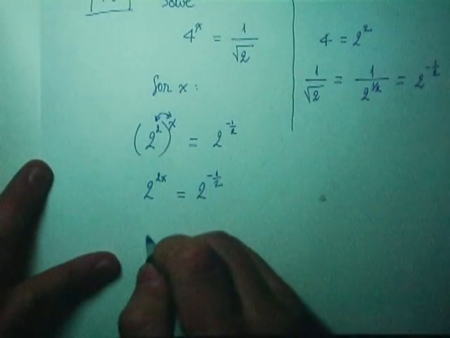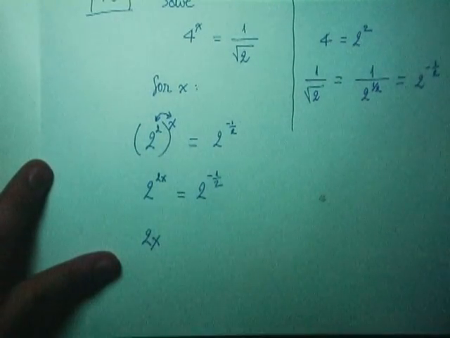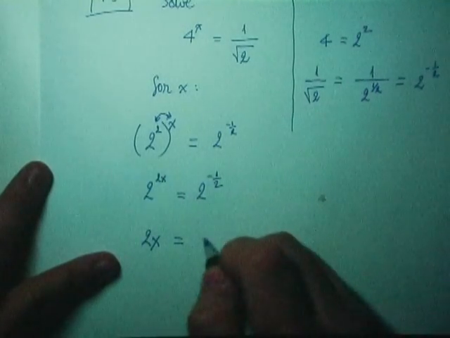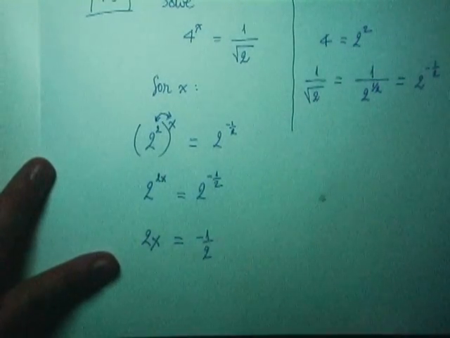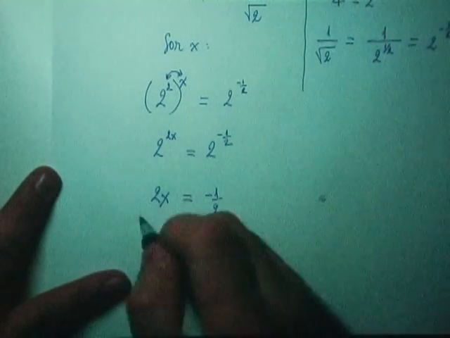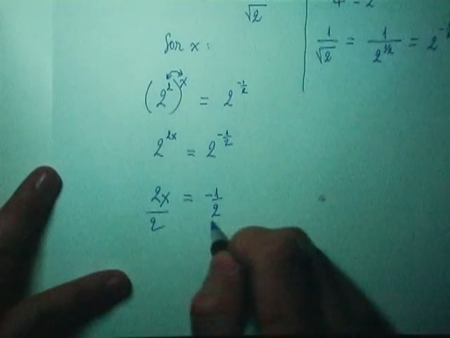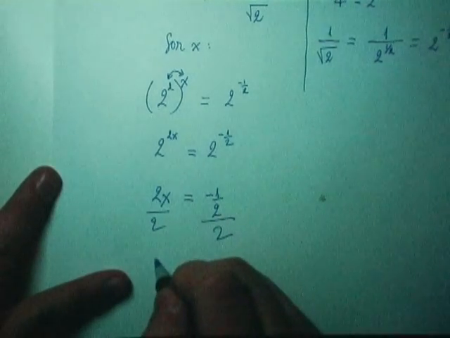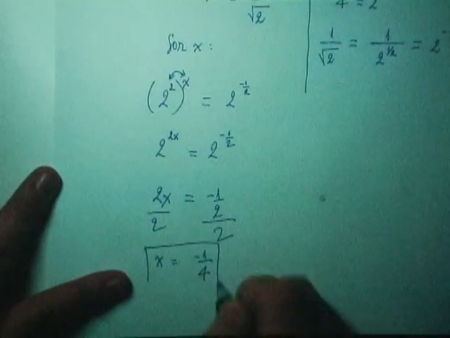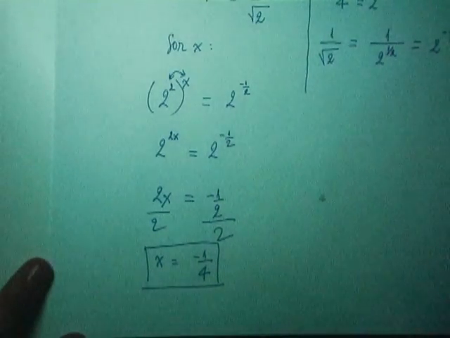And so now I can just simply take my power on the left hand side, set it equal to the power on the right hand side, and there I have my equation to solve for x. So at this point to solve for x, we just divide both sides by 2, and that gives me x equals negative 1 over 4. Okay?